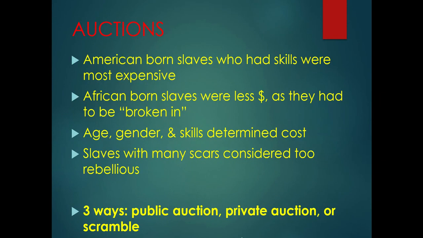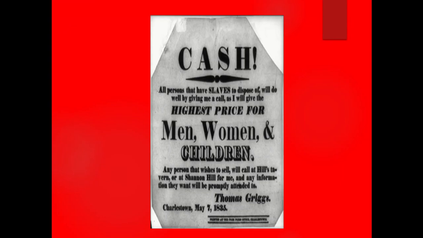So remember, the three ways were a public auction, a private auction, or a scramble, the one that happened on the ship or on the dock of the ship where they got to go basically shopping. So here is a flyer.